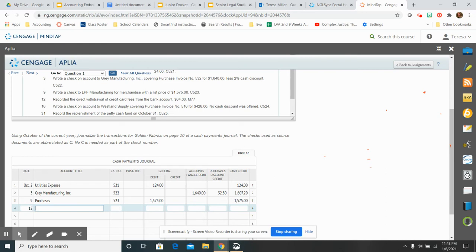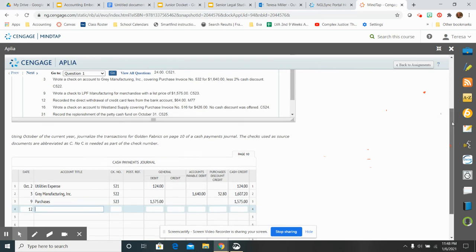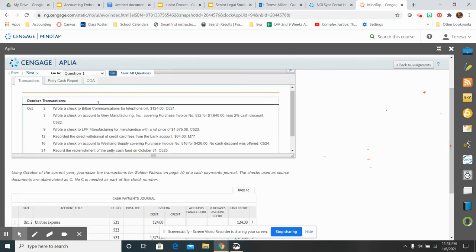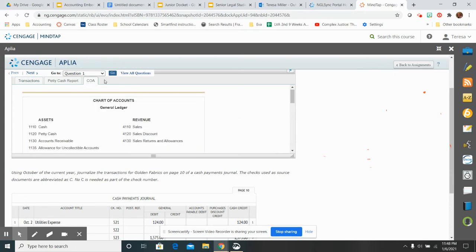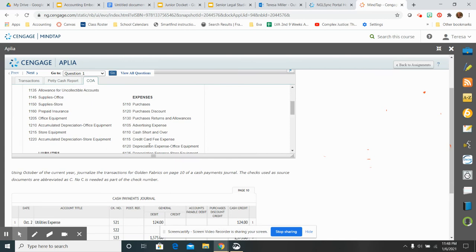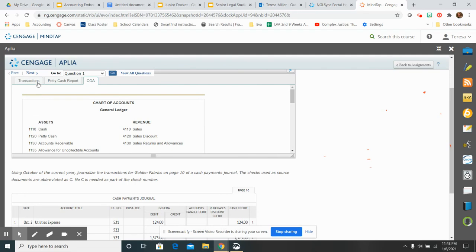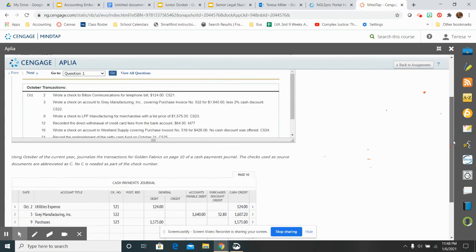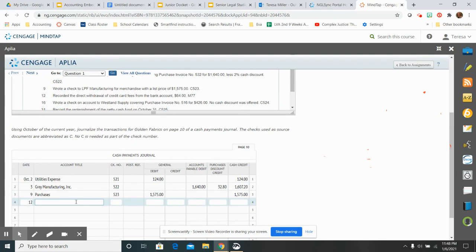So we want to go up to our chart of accounts and see if we have a credit card fee expense, or is it just going to be miscellaneous? Oh, well, there we go. We have a credit card fee expense. So that is our transaction. That is our account title that we will use. And this is written on check 524, and it's $64 general debit, $64 cash credit.